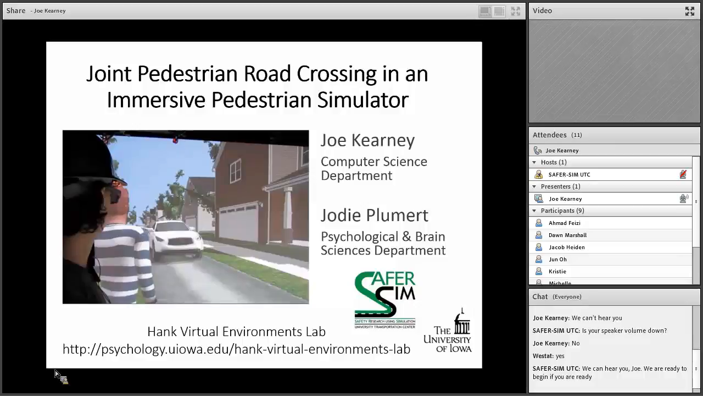We're going to talk about a set of studies looking at joint pedestrian road crossing in our Immersive Pedestrian simulator. This work is supported by the SaferSim UTC. It's conducted in the Hank Virtual Environments Lab, and you'll see here on the splash page the URL for our lab, and you can go there to find out more about our work, to find out about other projects that we have ongoing, and also to get copies of our papers and find out more about us.